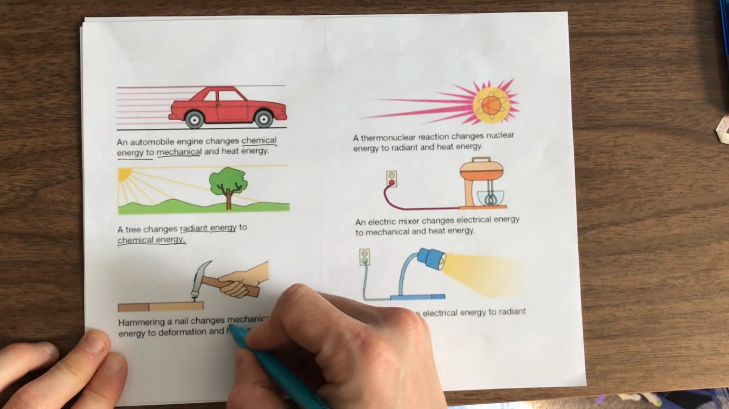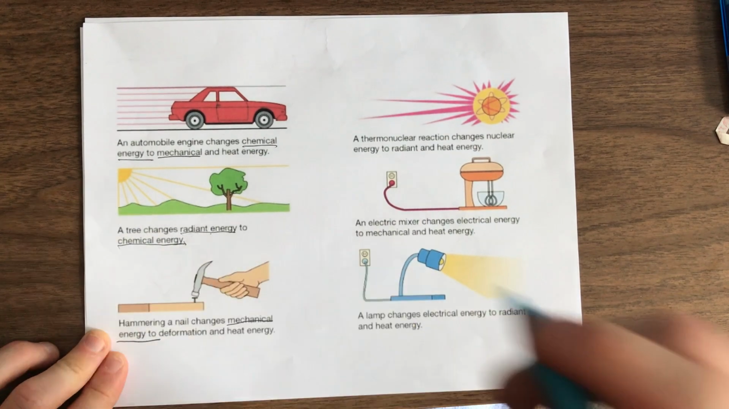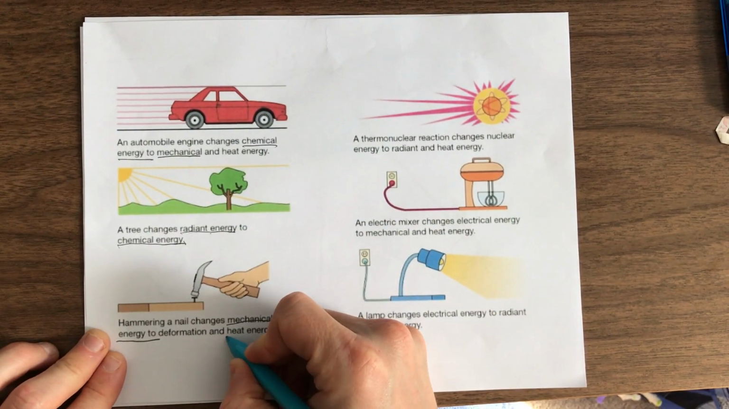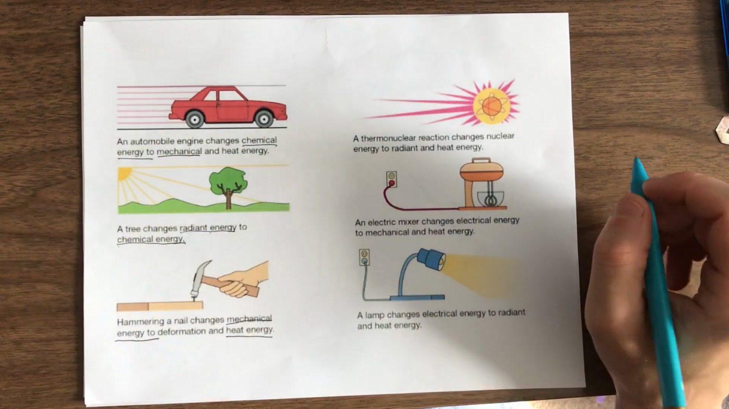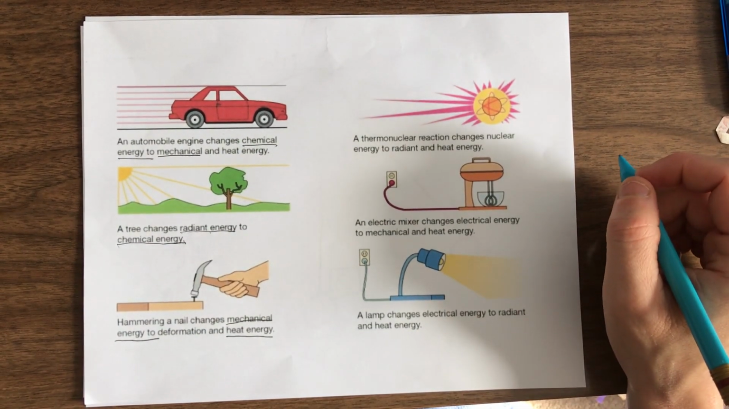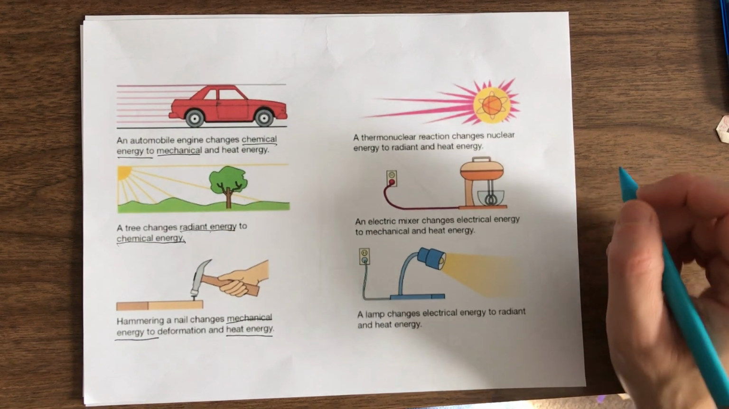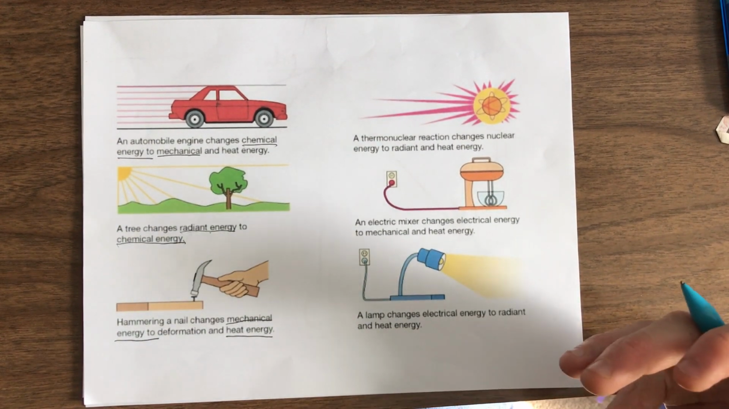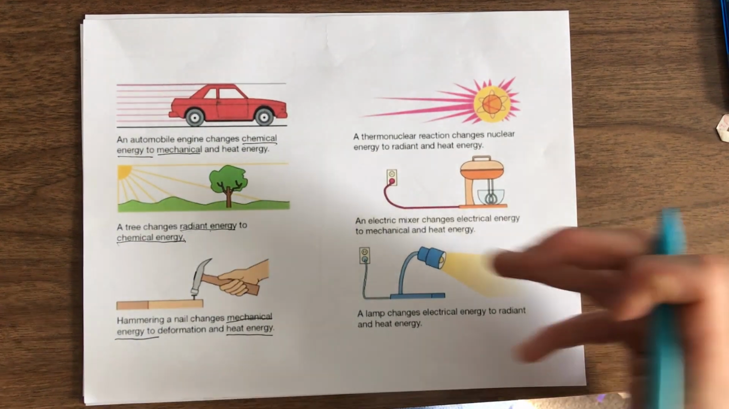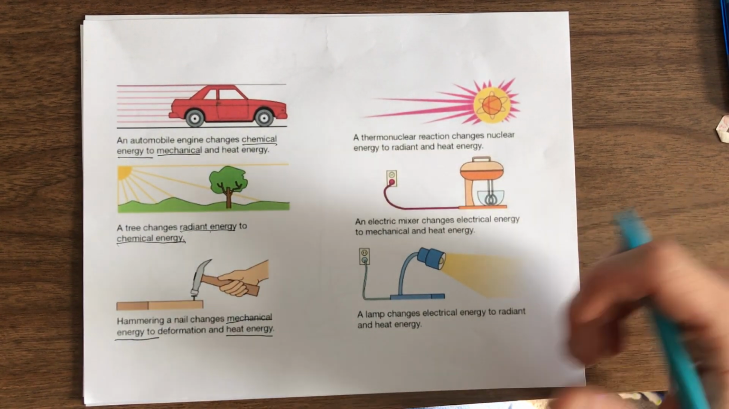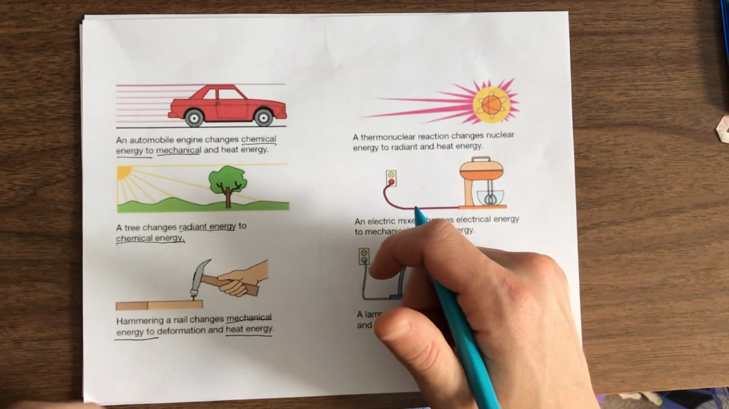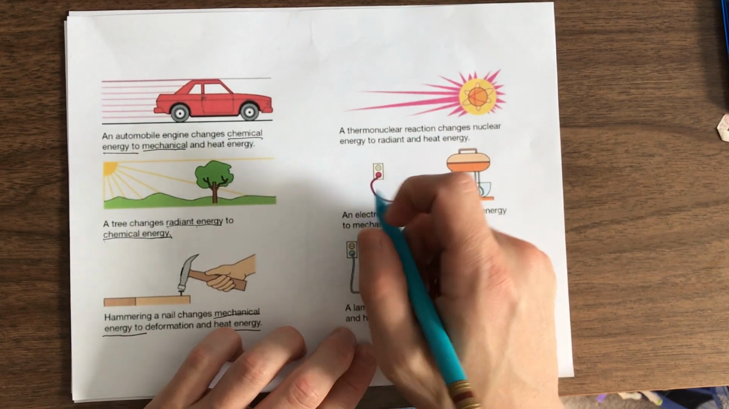Hammering a nail changes mechanical energy, that kinetic energy of the hammer swinging down, into heat energy. God forbid, if you've ever touched a car crash or anything like that, you would notice that if something that had kinetic energy crashes and bends, then it would be hot. It would change kinetic energy into thermal energy, all right?